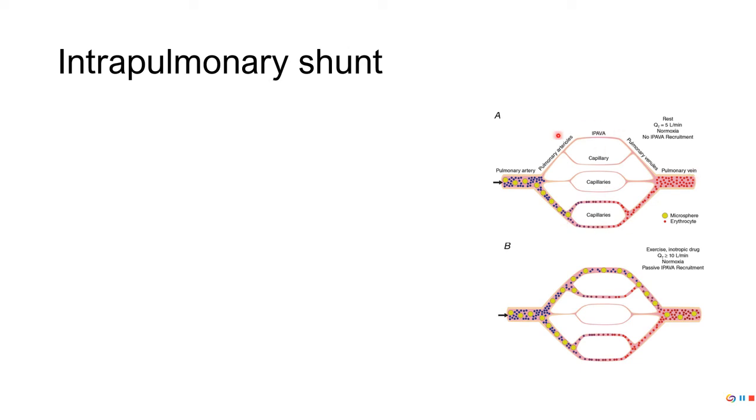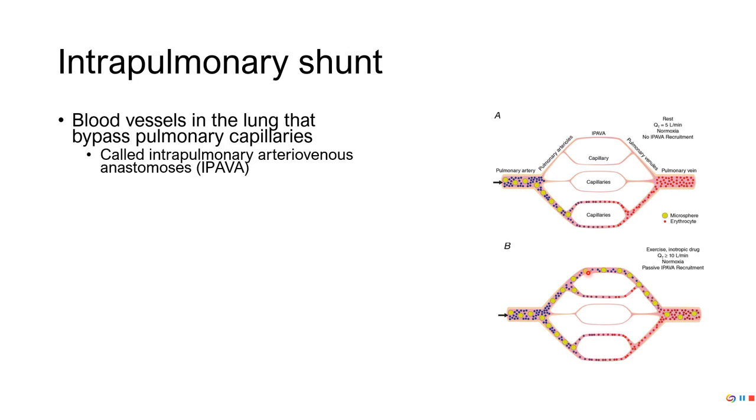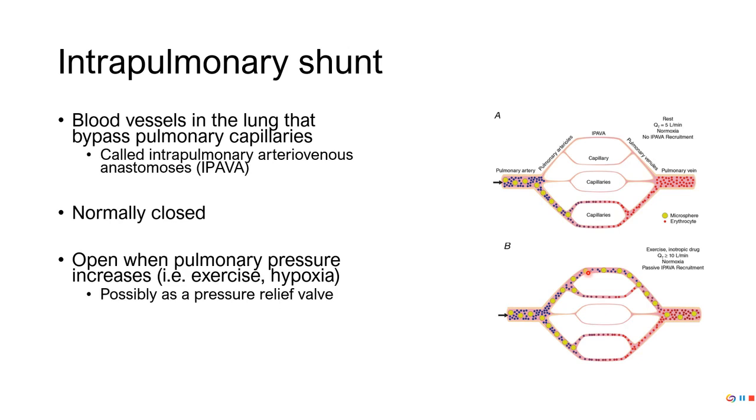We've got these things called IPAVA. Now they're normally closed, but during exercise they open. We think because they're pressure valves. The problem with getting blood going through them is that it doesn't undergo gas exchange. Okay, and IPAVA stands for intrapulmonary arteriovenous anastomosis. Okay, normally closed, but when we have high pressure in our lungs, specifically exercise and or hypoxia, they open probably as a relief valve, which means we have more blood going through them, which will ultimately reduce the amount of oxygen in our arteries throughout our body.